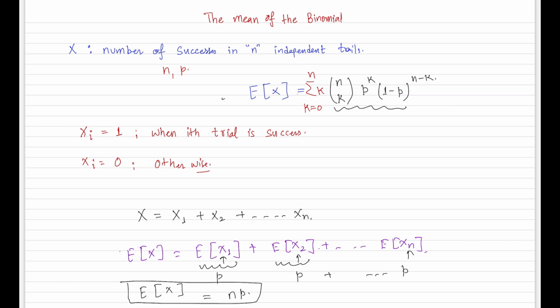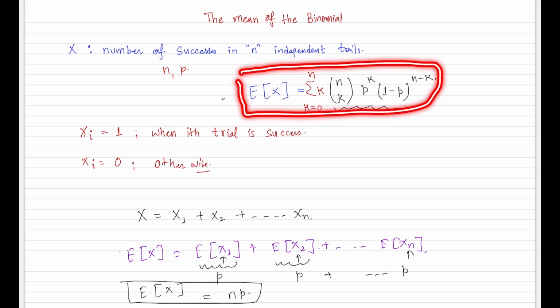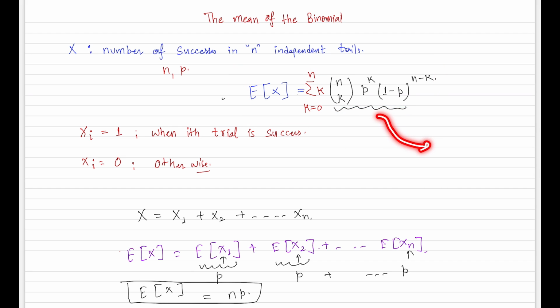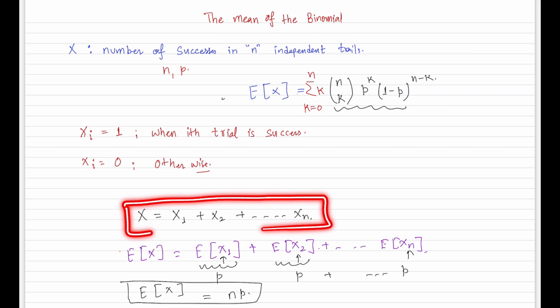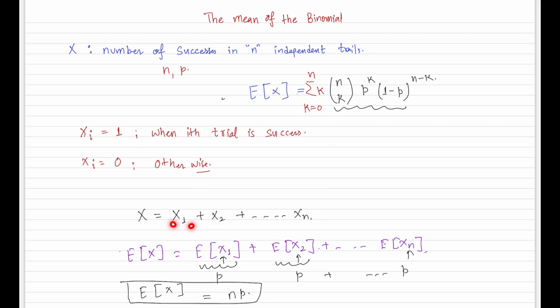Otherwise, if you had gone through the summation expression, it would be mathematically a little bit complex. What we have done is simply break down the problem into simpler random variables, and we have used the linearity property to find the expectation of this binomial random variable.